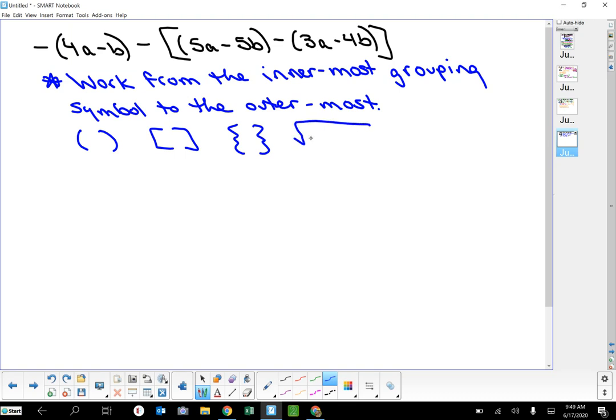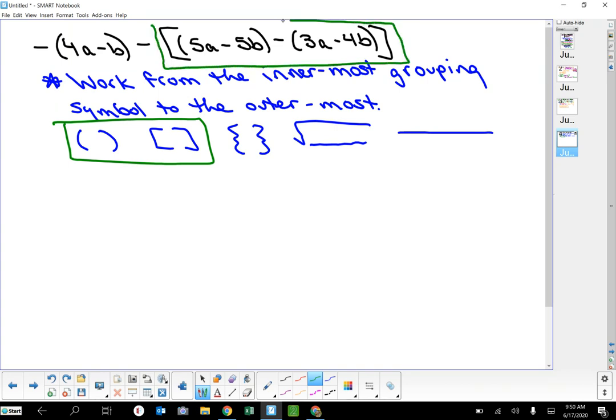A square root sign can be a grouping symbol because you do everything under the root. A fraction bar can be a grouping symbol. So there's a number of them. The common ones that we're going to be working with would be these two right here. Okay, so looking at the problem up above, you have this big set of brackets right there.